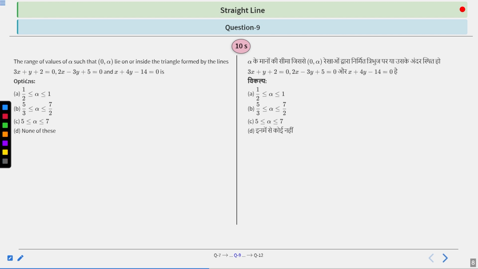So first we will try to find the points of intersection of these lines, right? Clear? And after that you can decide whether (0, alpha) and the origin are lying on the same side or different sides with respect to each of the lines, and in this way you can easily get the range of alpha. So in this way you can try to approach this question. You have 10 seconds to solve or think about this question. After 10 seconds we will discuss the solution part, right?